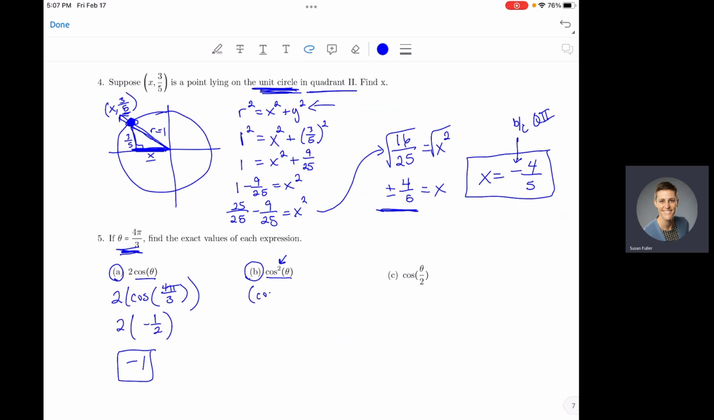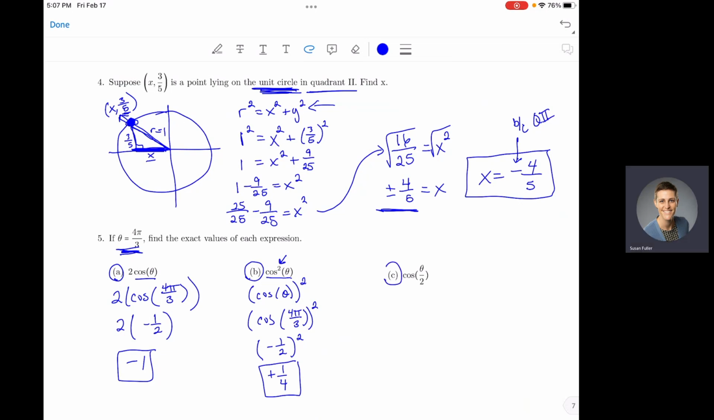This notation means the cosine of theta, that whole thing squared. And so we're first going to take the cosine of our angle theta, which is 4 pi over 3, and we're going to square it. So the cosine of 4 pi over 3, we just did that. That's -1/2. When we square that, -1/2 times itself gives us a positive 1/4. That's the value that we would get out of this.